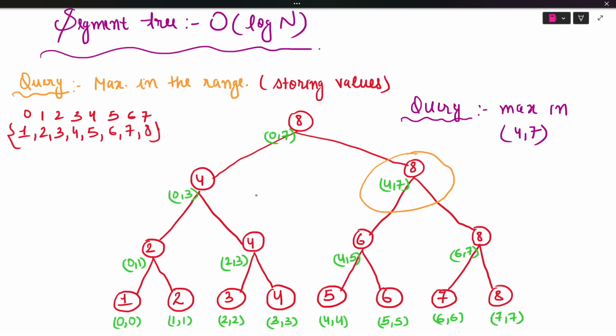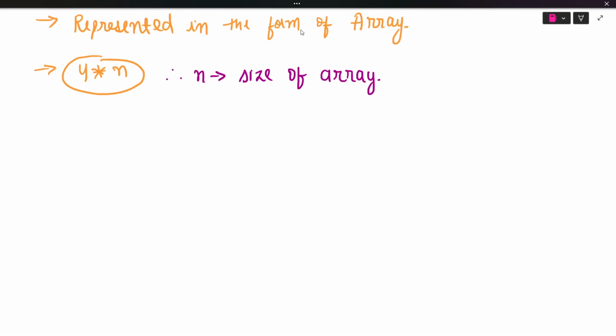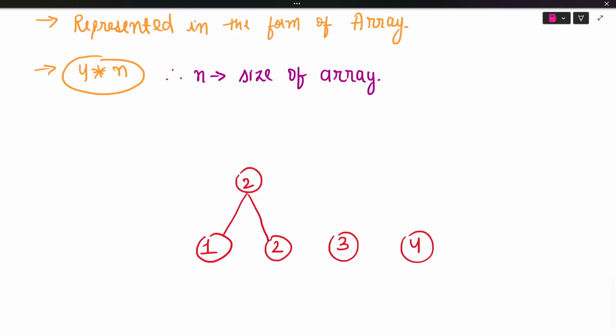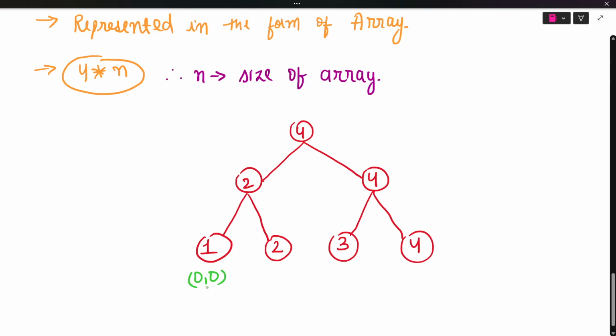Let me take a smaller example to show how things are built. Suppose we have 1, 2, 3, and 4. Here 2 is the maximum for the left part, and we have 4 as the maximum overall. If we are writing the ranges, it is 0 to 0, and it is 1 to 1.